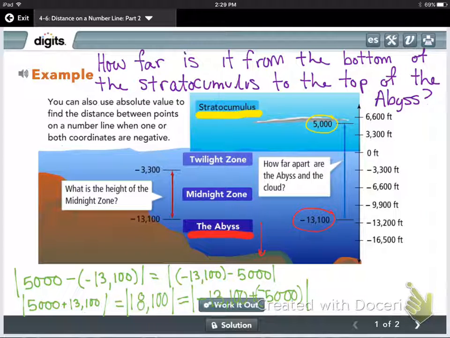Subtracting the negative is the same thing as adding, and subtracting the positive is the same thing as adding the negative. So negative 13,100 plus negative 5,000 gives me negative 18,100. Let me add that over here.